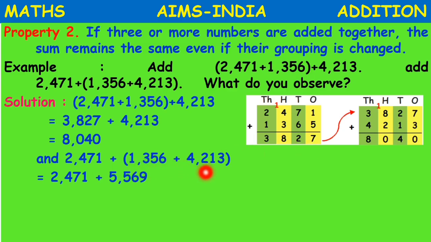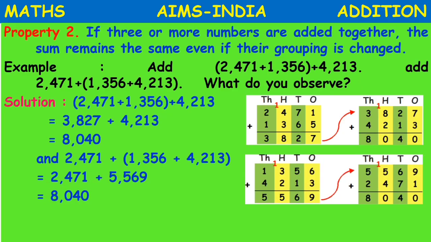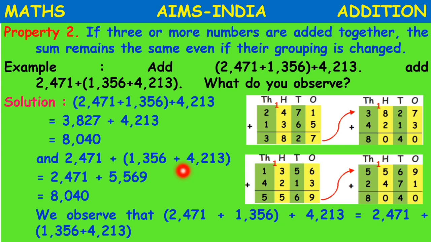1356 and 4213 are inside the brackets, so we'll add these two numbers together. When we add these two, the resulting sum is 5569. Yes children, 5569. And we have 2471 also here. Now when we add these two numbers together, the resulting sum is 8040.